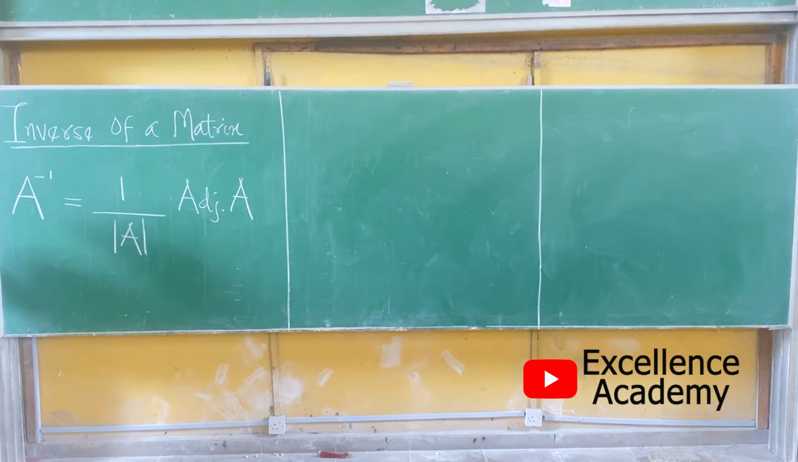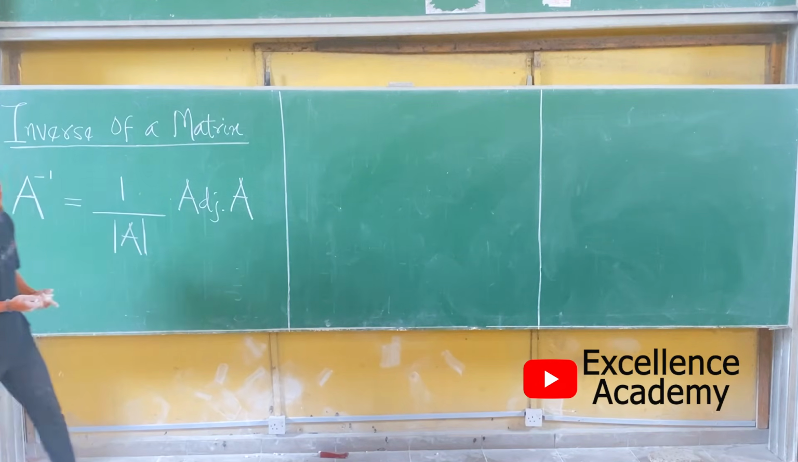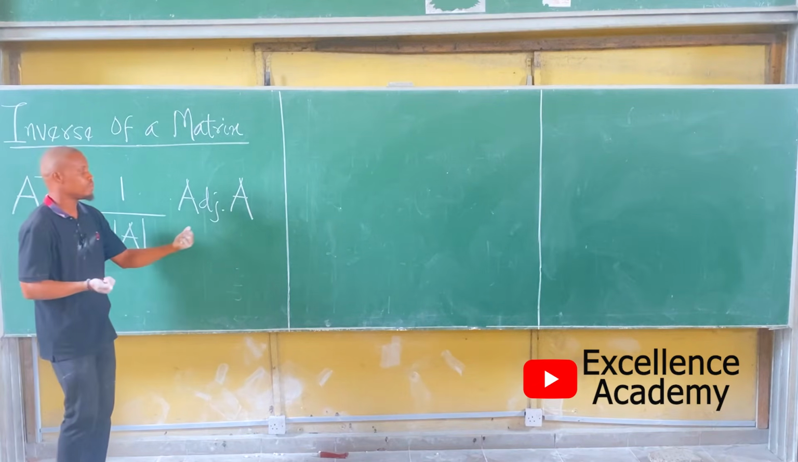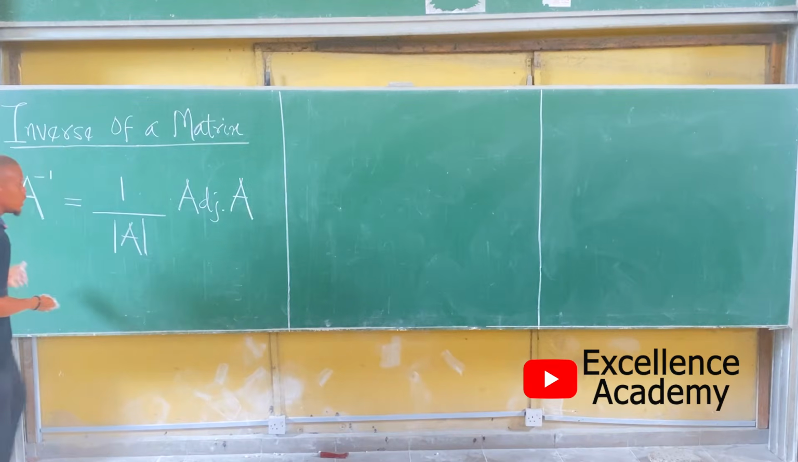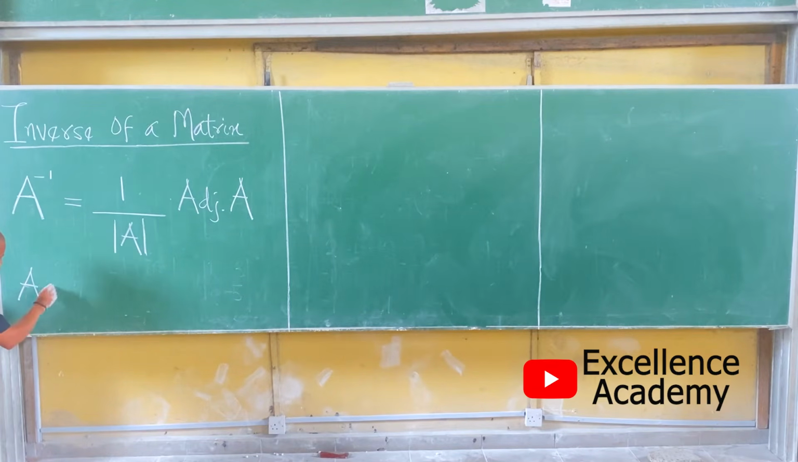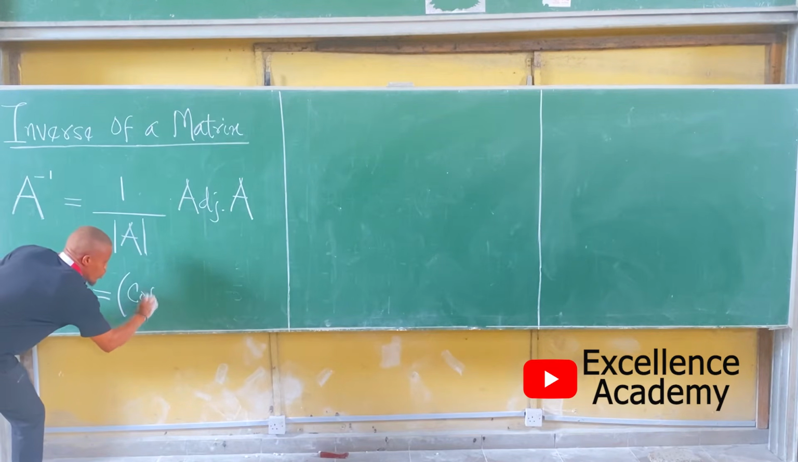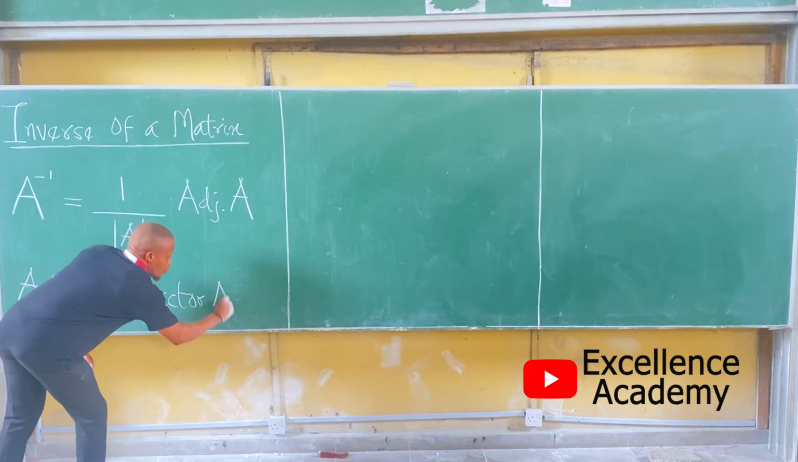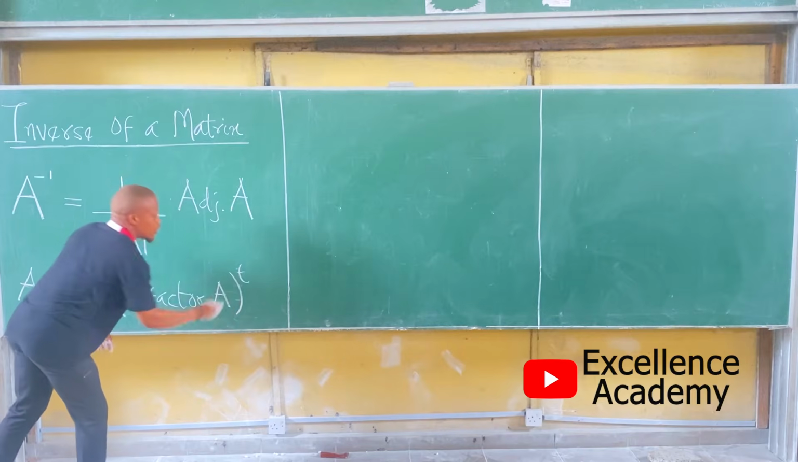Alright, so what is the adjoint of a matrix? The adjoint of a matrix is simply the transpose of the cofactor of the matrix A. We've already done cofactor. So if you're asked to find the adjoint of A, it's the same thing as saying the transpose of the cofactor of A.